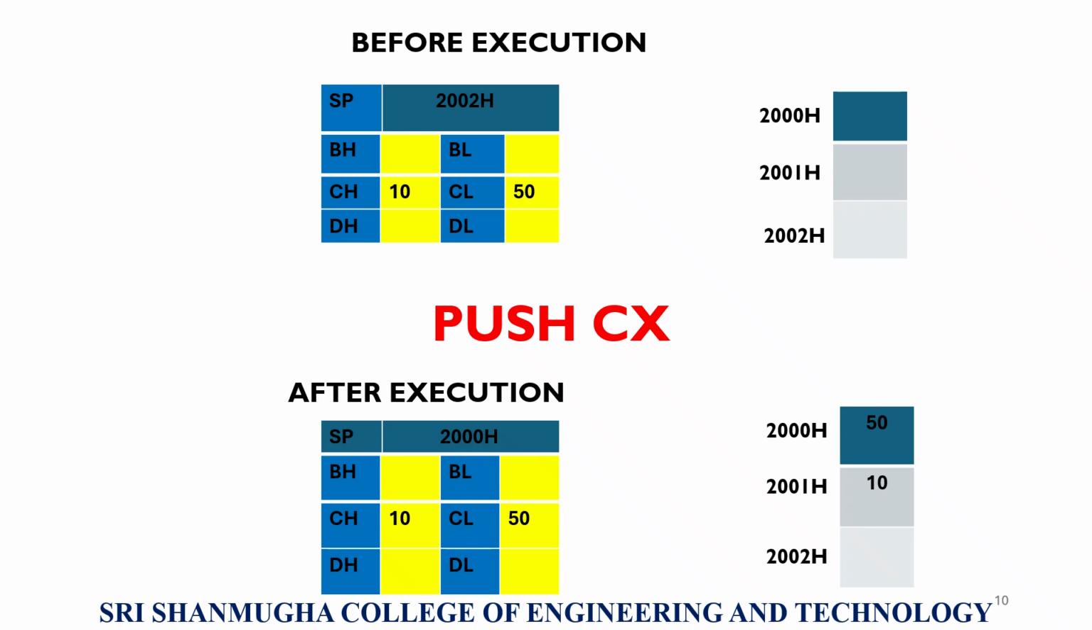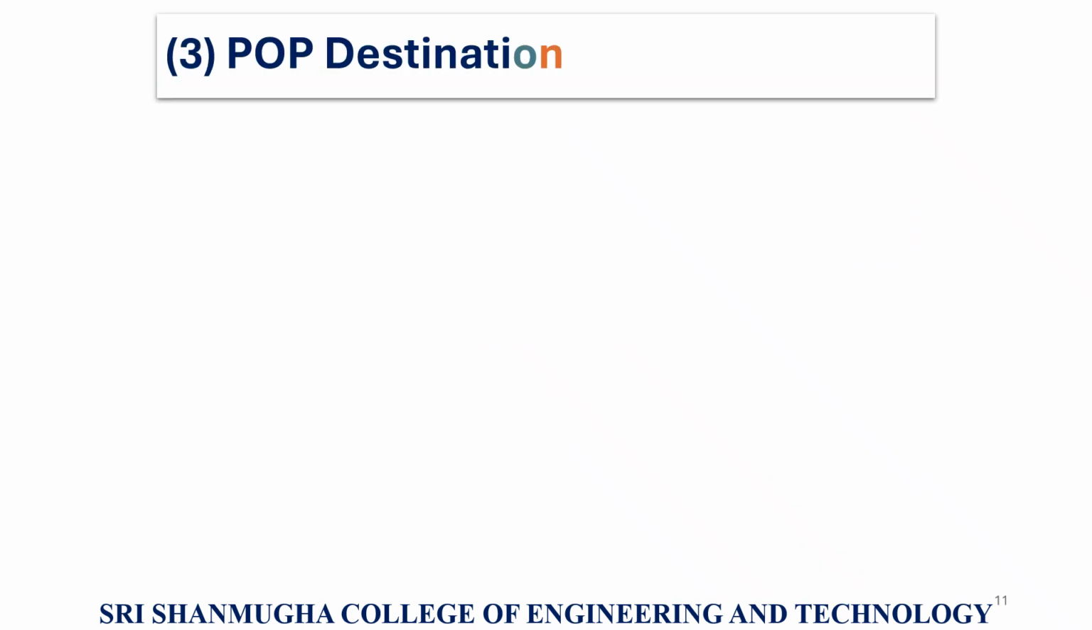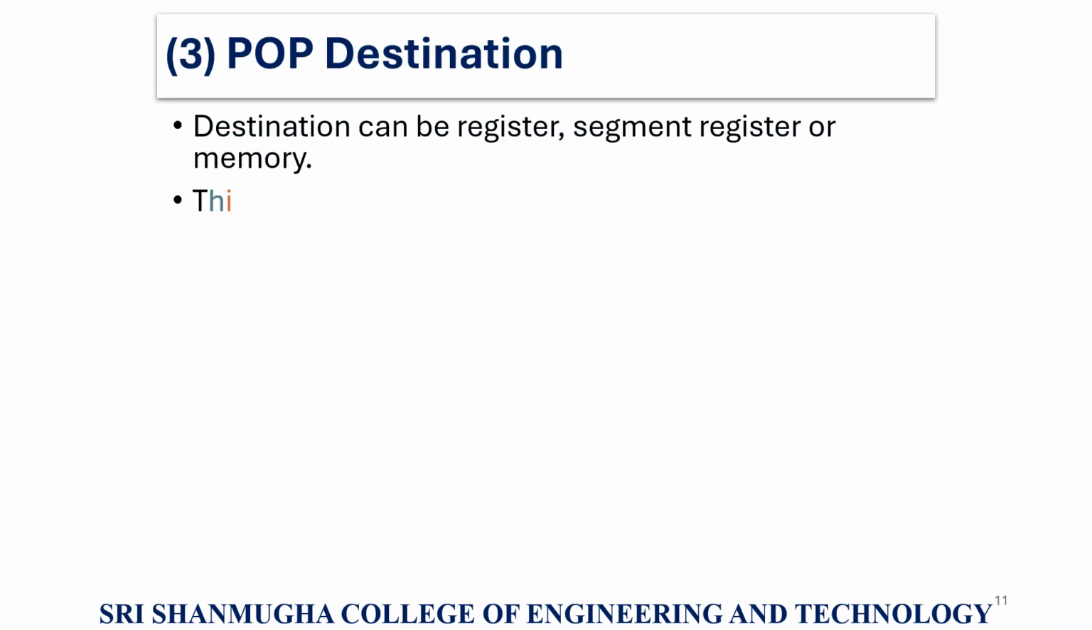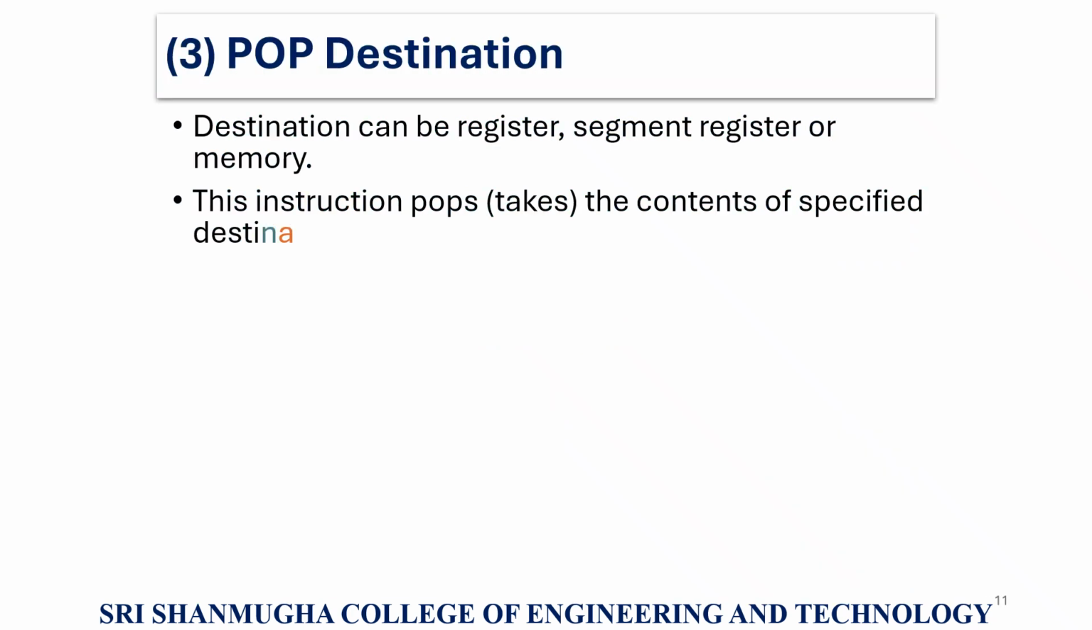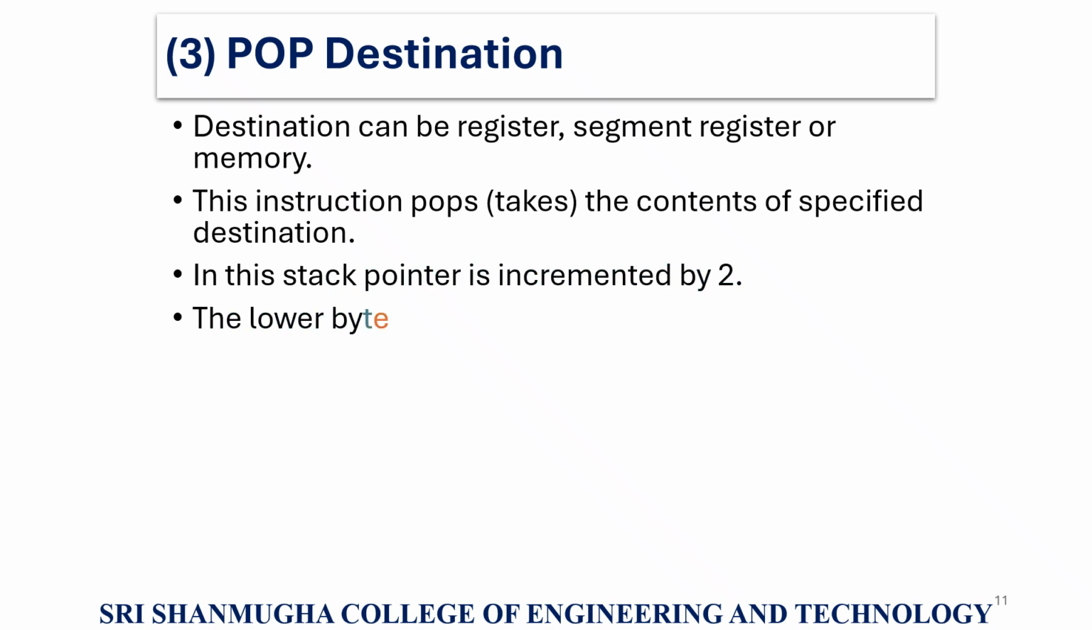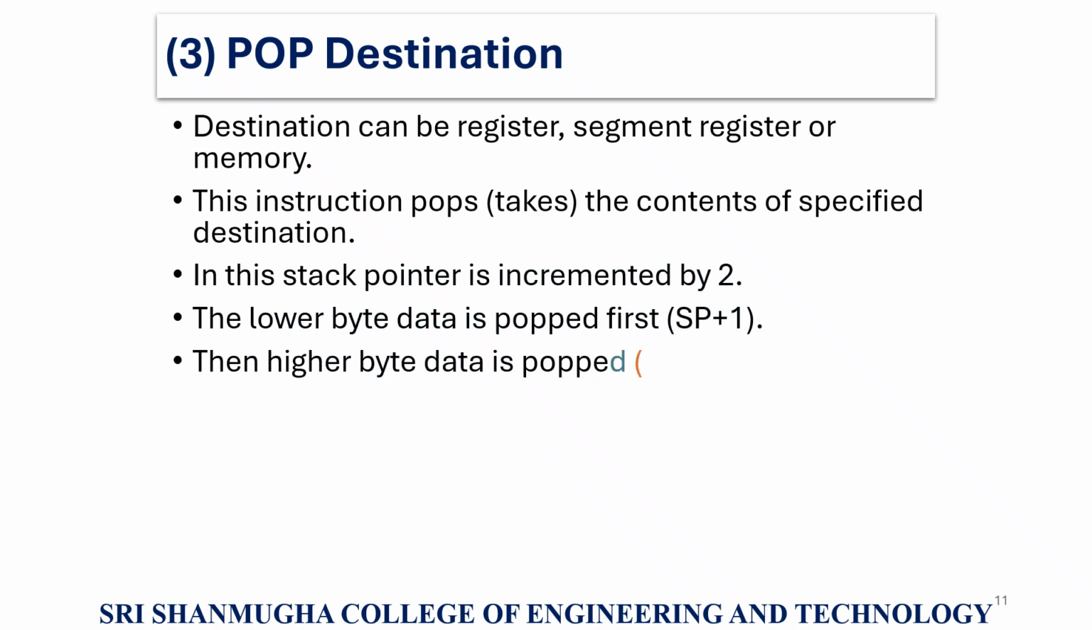After execution, the stack pointer is pointing to 200h, right? To the memory location 200h, the content of CL will be pushed, and then it will be auto incremented, and to 2001 the 10 will be copied. Now the next stack pointer content will be at memory location 2001.